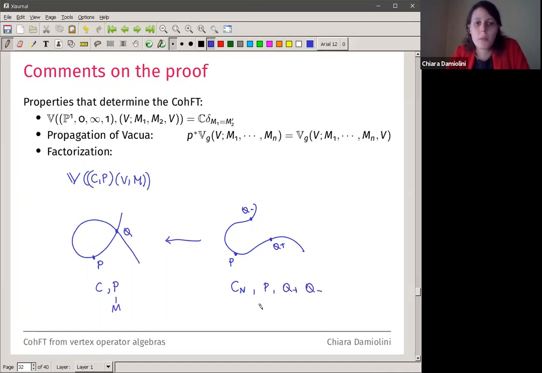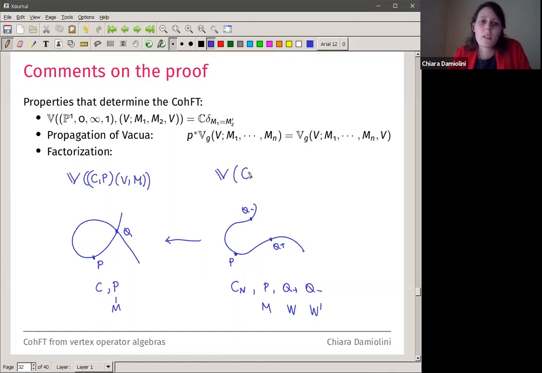And well, at the point P, I had a module M, I can put the module M. But now what should I put at point Q plus and Q minus? Well, if I choose a simple module W at Q plus, I want to choose the contragradient at Q minus. Essentially, Q plus and Q minus, since they come from normalization, they are related somehow. And the way in which we can relate them from a representation theoretical point of view is in this way.